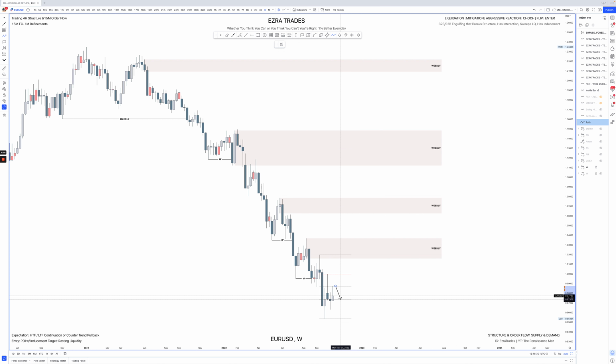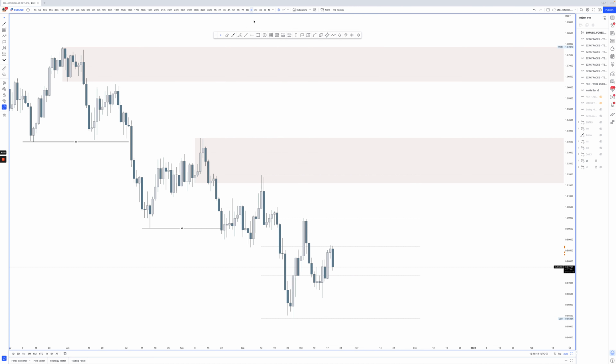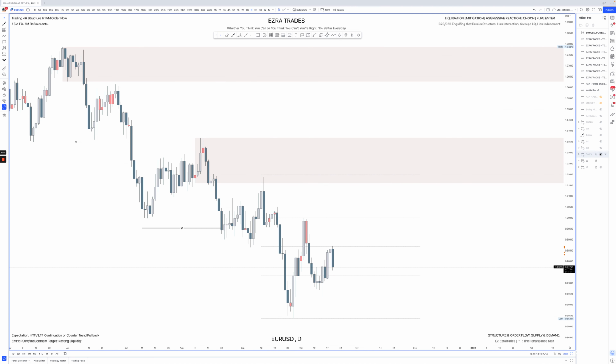We could also see price continue a little bit higher, but more than likely you will see a very strong reaction from the equilibrium of that swing. So that's usually what I'm looking for. Then we head to the daily time frame, and here we can pop up our actual daily markups.